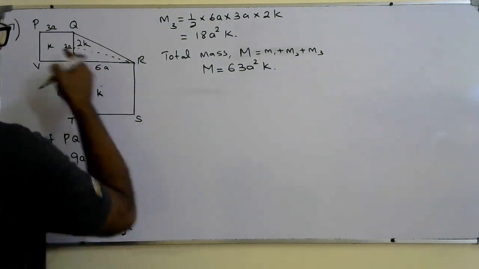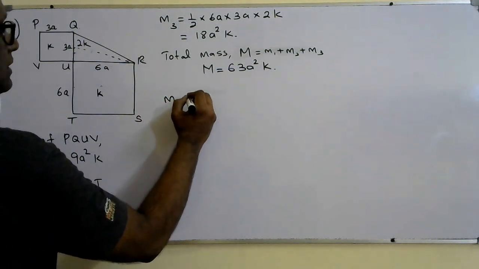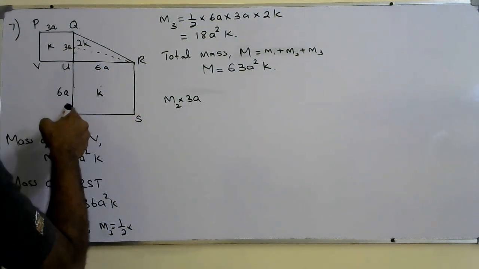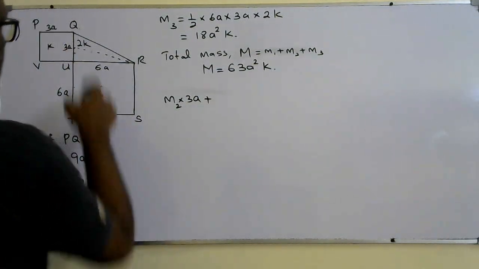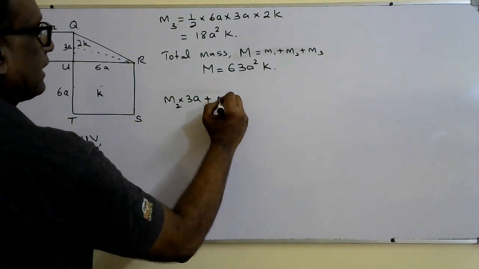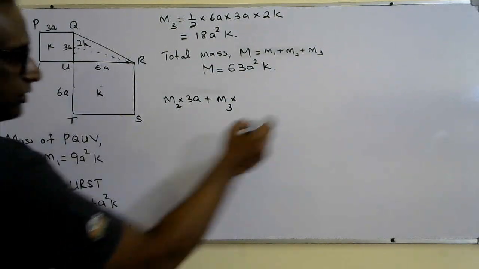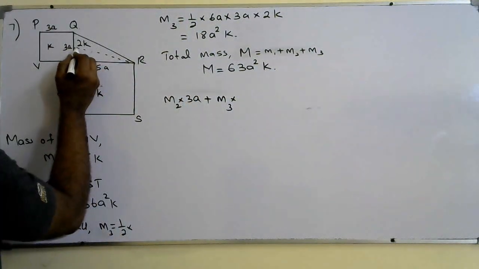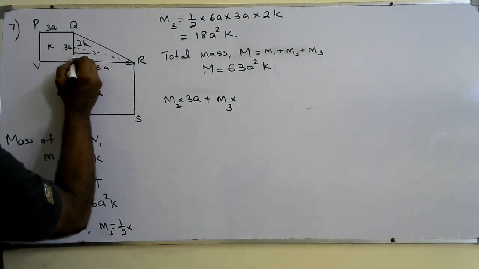We'll start with M2 because I'm going to put this minus sign. M2 times 3A: M2 is this square, its mass into the distance of center of mass, 3A, plus for this triangle, that is M3 times the distance. I already explained 2A. I already drew and explained that by using the similar triangle.